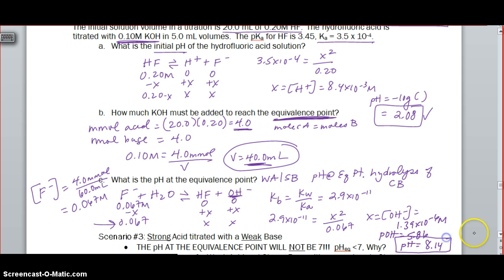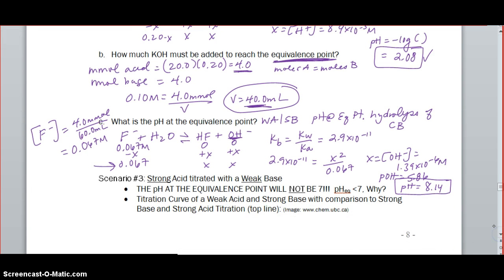Again, before you move on, stop and say, does that make sense? Weak acid, strong base. pH should be greater than 7 at the equivalence point. 8 is greater than 7, so we're in good shape.